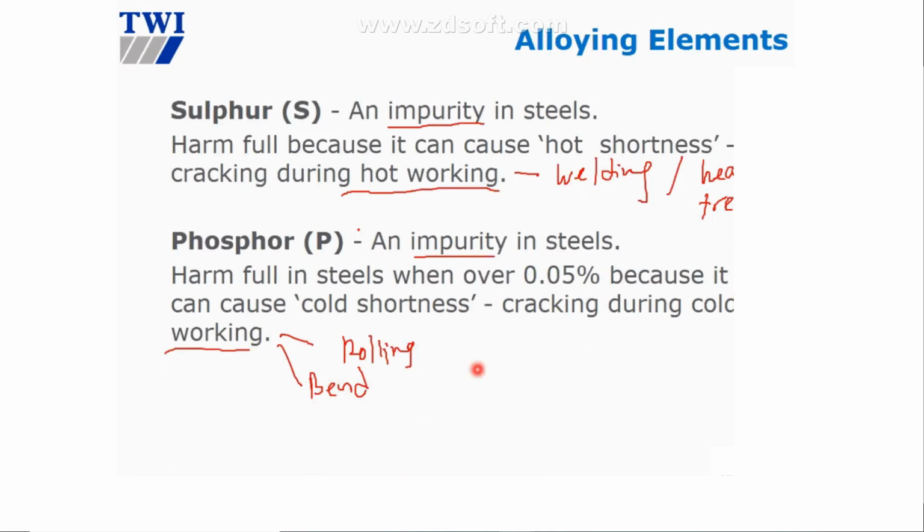Okay? So in steel manufacturing, they are trying to reduce the percentage of sulfur to a very low level due to the problems from this element.